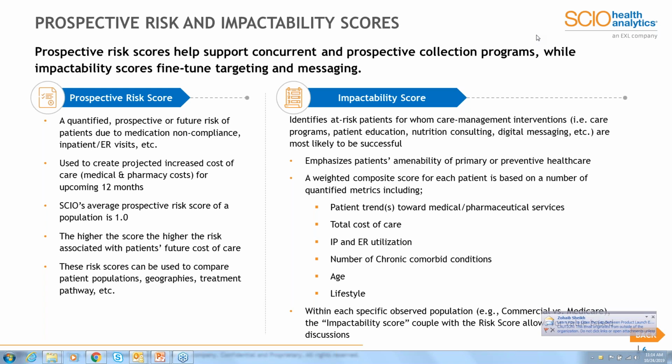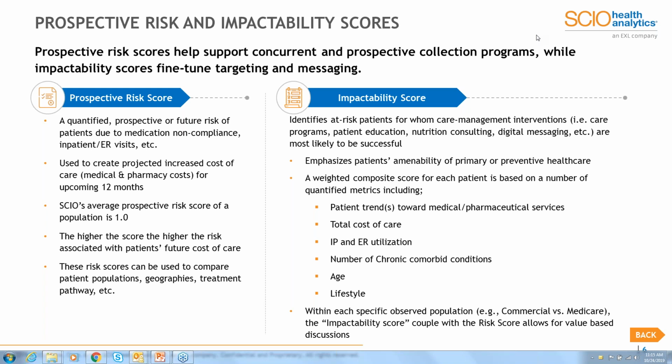Why is it valuable? It's valuable in a couple of ways. When our clients are having conversations, negotiating, if you will, with payers around value-based care contracts, the question becomes, how do we think about the population and start to tackle the, for lack of a better word, low-hanging fruit, those folks that have the highest impactability and the highest risk score?